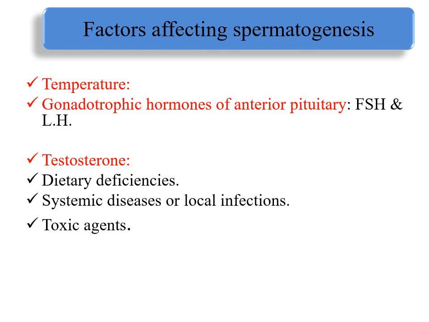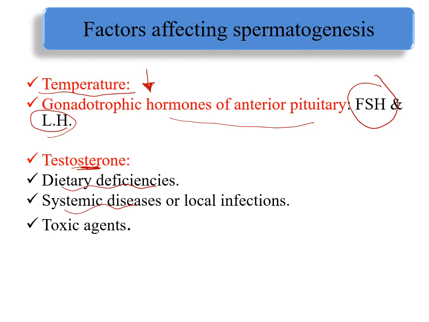What are the factors affecting spermatogenesis? The first factor is the temperature. It needs lower temperature by 3 to 4 degrees Celsius than the body. So the testis is present outside the body in the scrotum. And then you have the effect of different hormones from the anterior pituitary, FSH hormone or the LH hormone, or it is called the ICSH, which would influence the interstitial cells, which are the Leydig cells. The testosterone secreted by the Leydig cells would affect the spermatogenesis. Any dietary deficiency and systemic diseases or toxins would also affect the spermatogenesis.